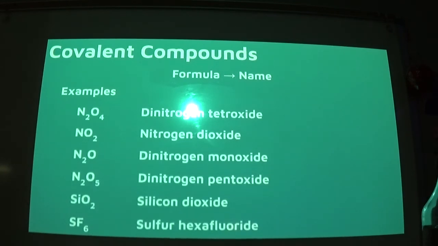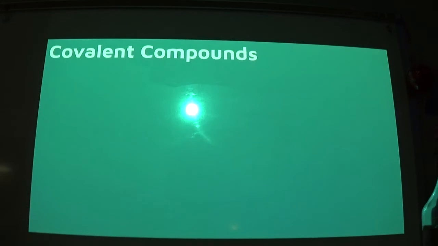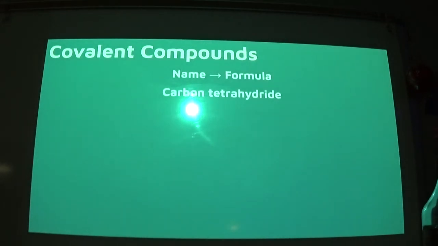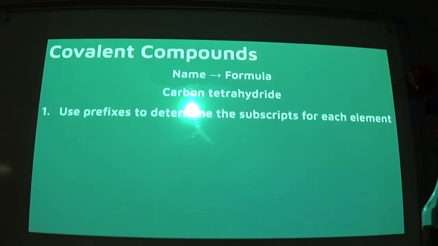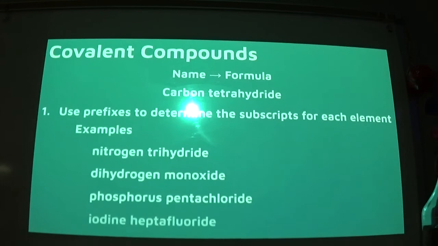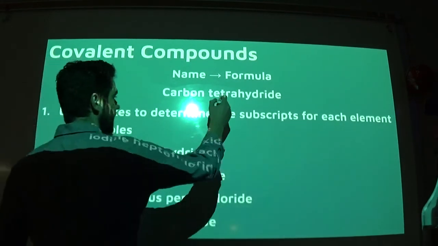Then we also need to go the other way, which is actually easier. If I gave you a name, could you tell me the chemical formula? C and then what is hydride referring to? Hydrogen, and tetra means 4, so CH4. If I were to give you steps, it's one step: use the prefixes to figure out how many atoms there are. Let's do some examples of that. So this is CH4.